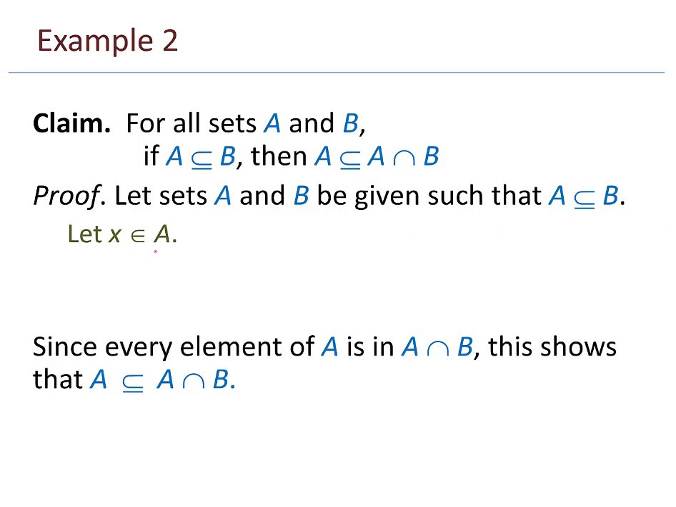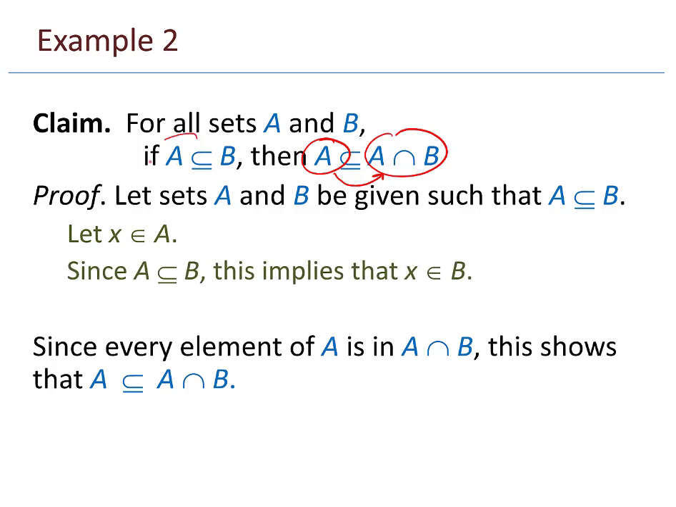Let X be an element of A. That's the A right there that I'm interested in. I'm letting X be an element of A, and I want to show that X is an element of A intersect B. Well, I can use the hypothesis. A is contained in B, so this implies that X is an element of B.